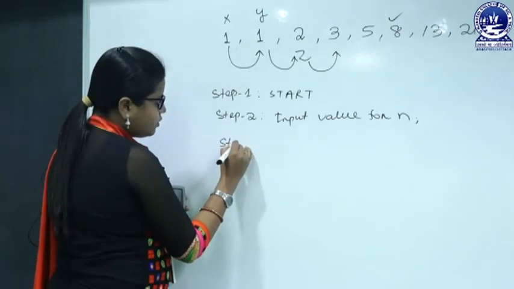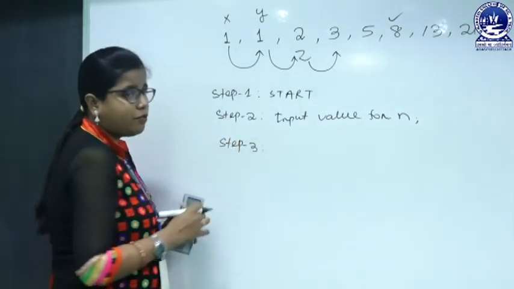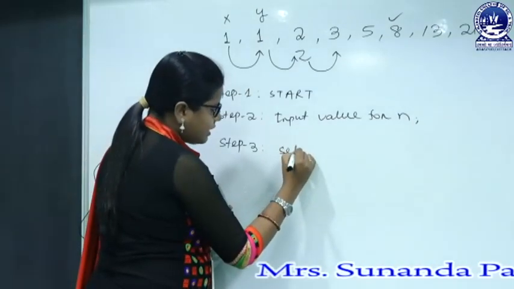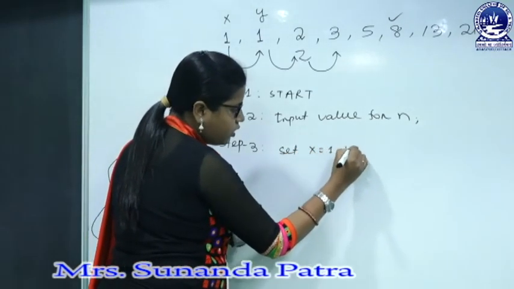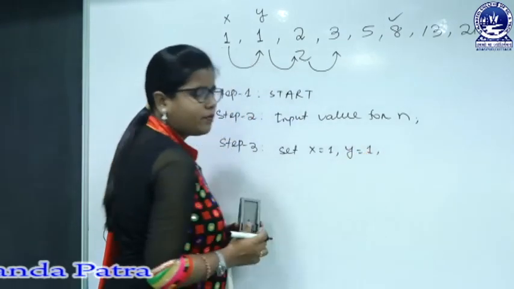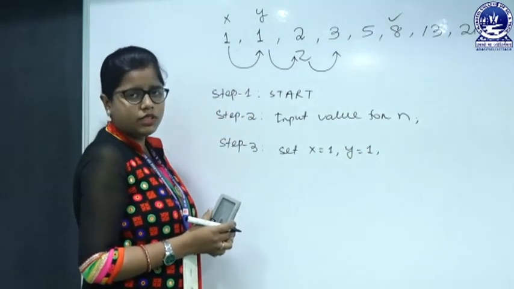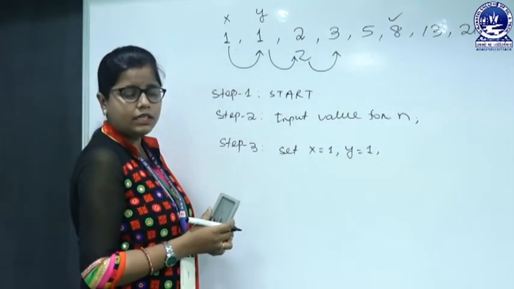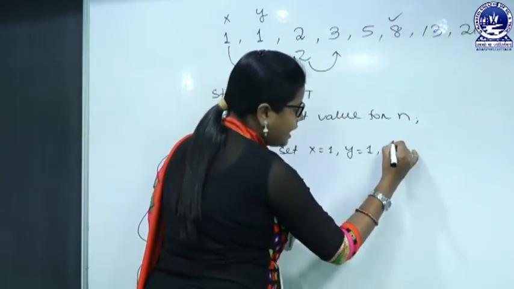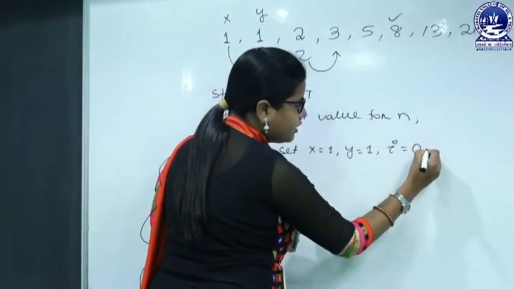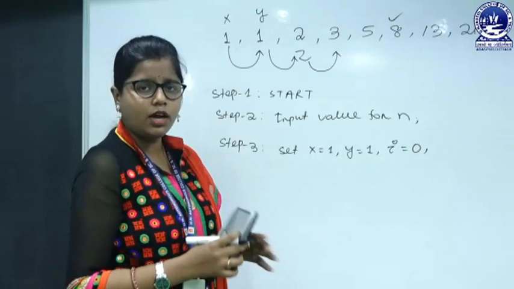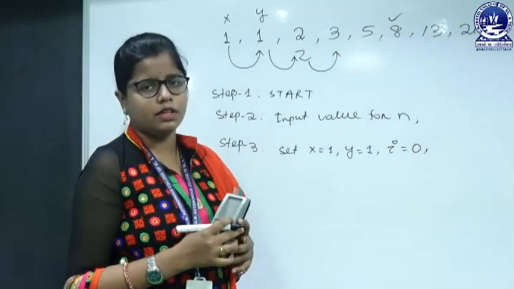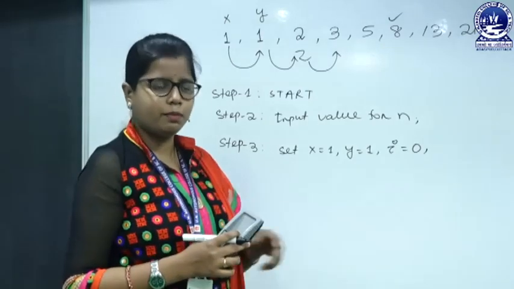Next, in step 3, we have to set those x, y values. So we have to set x equals 1, y equals 1. And another counting variable that will control the loop should be initialized. Suppose that is I, and it will be initialized with 0. As we have not printed any Fibonacci series, the looping control variable I is set to 0.